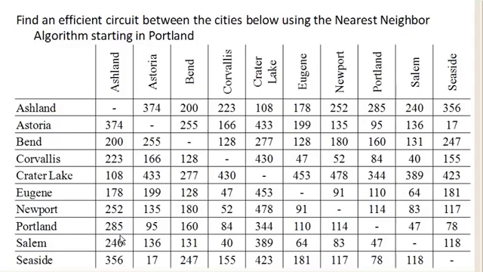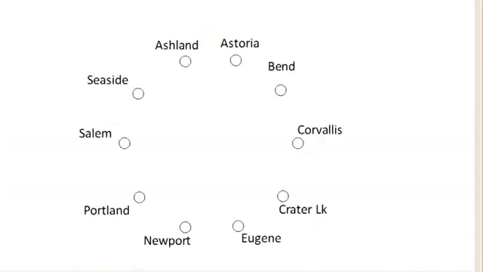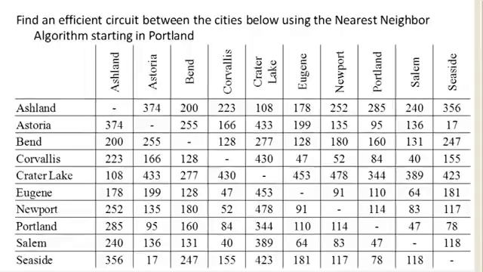We're going to start in Portland. I'm going to jump between this graph of those cities and our table here. You don't really need to create a graph necessarily, but it can be helpful to visualize what's going on. So let's start in Portland.